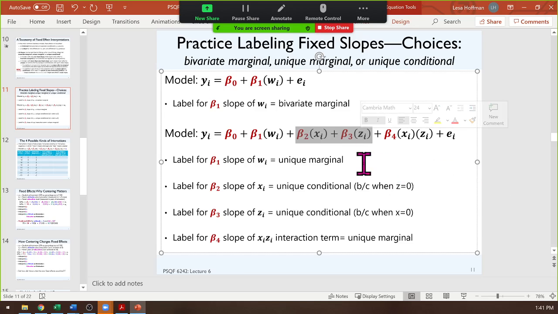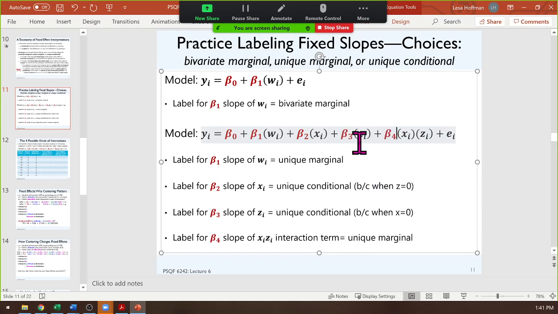That just means that when we talk about what the numbers mean on our output, there's going to be a lot more words involved. It's not just the change in y for a 1 unit change in x. It would be the change in y, for instance, for a 1 unit change in x when z is 0. And this one is the change in y for a 1 unit change in z when x is 0.